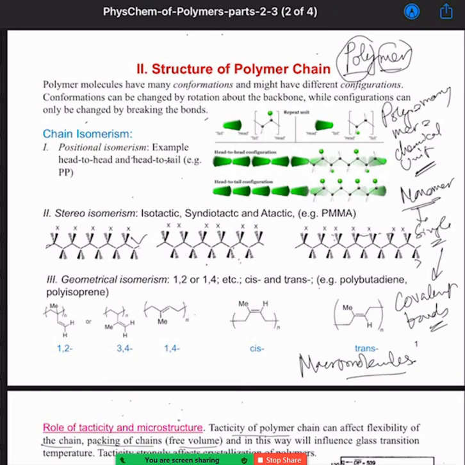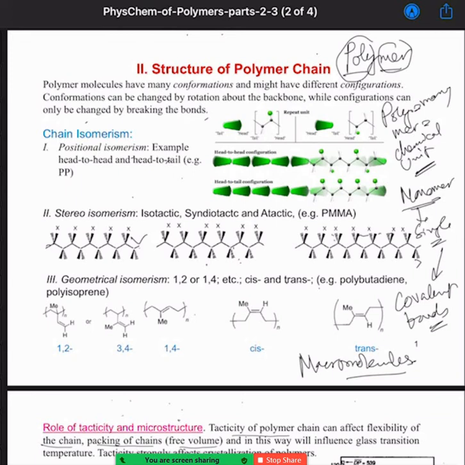Why? Because in order to be a polymer, it should establish covalent bonds between the monomers, or what we call the repeating units. Once that condition is satisfied, only then can we call a macromolecule a polymer. So any macromolecule cannot be a polymer. We can say that polymers are macromolecules, but all macromolecules are not polymers.